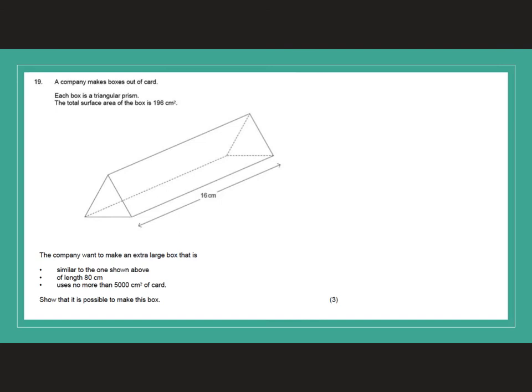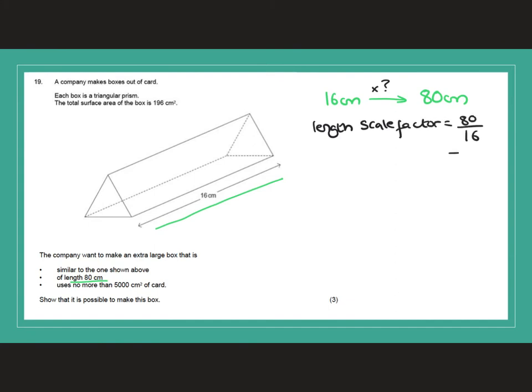Similar objects. Now, the key here is that the length of this box is 16 centimetres and it's being scaled up to create a box which is 80 centimetres. So you need to know what the length scale factor is. So the length scale factor is 80 divided by 16, or 5. 5 times 16 is 80.